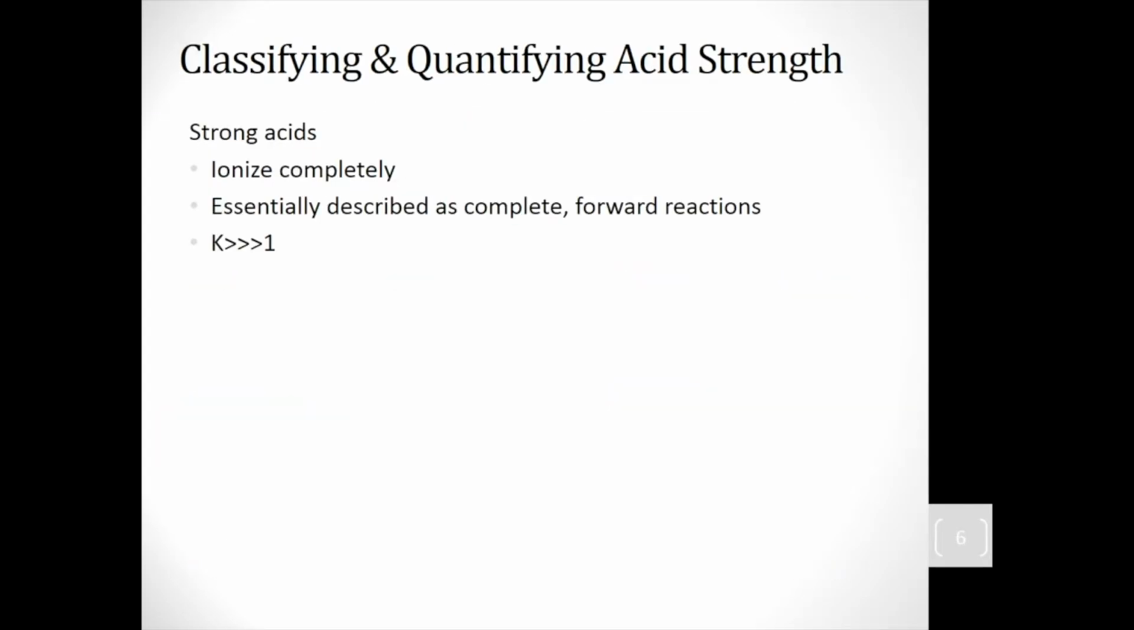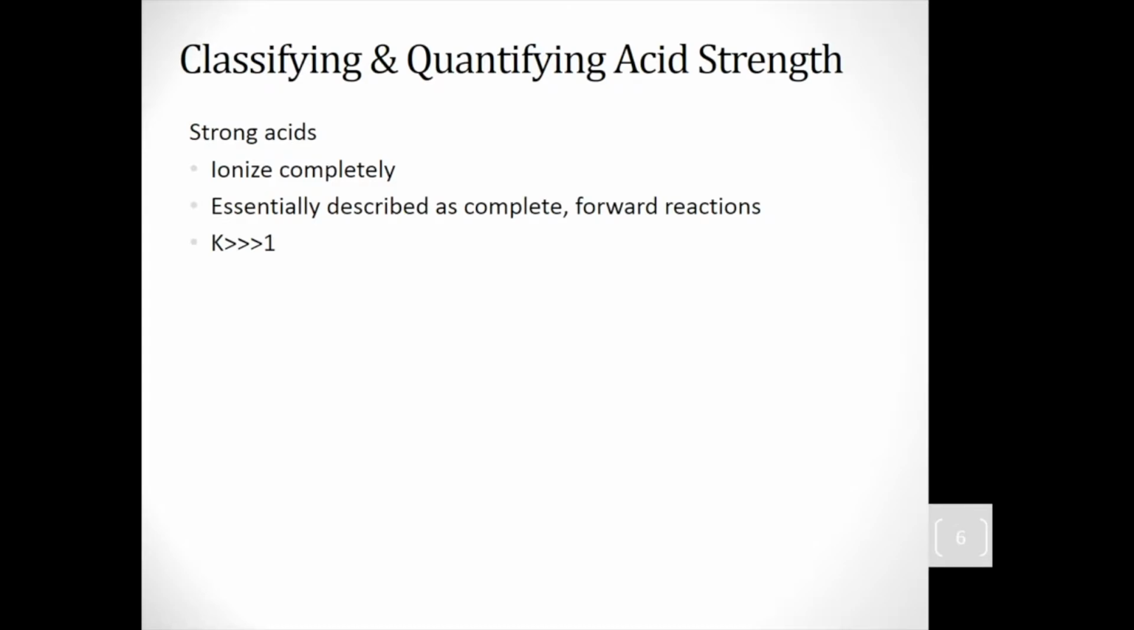So, classifying and quantifying acid strength. We will use this to figure out how to do calculations of pH, but we will have strong acids and weak acids. A strong acid is something that ionizes completely. So 100% ionization, which means it splits up 100%. You put it in, it does not stay as the proton connected to the original molecule, it completely splits up. So we essentially describe this as a complete forward reaction.